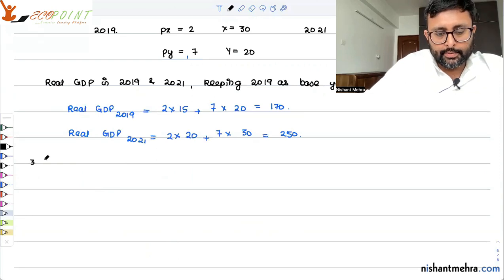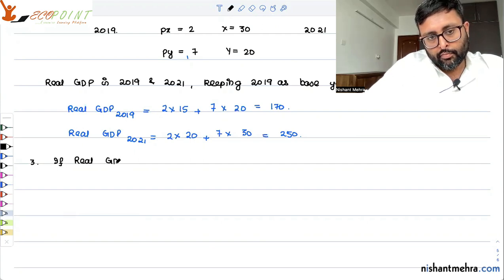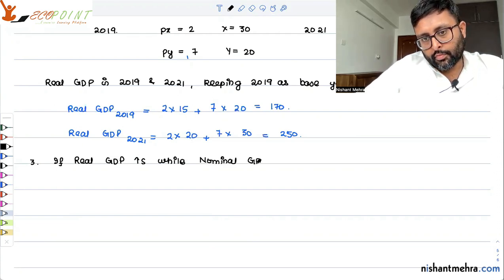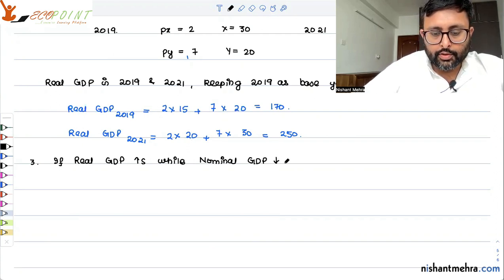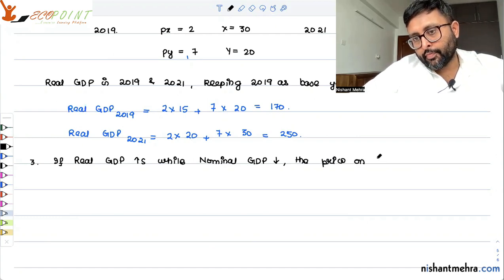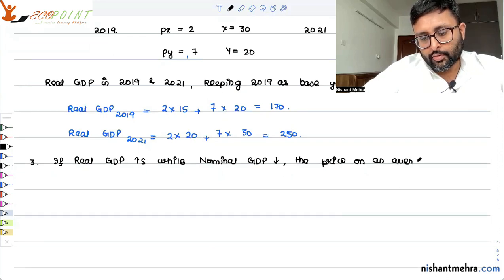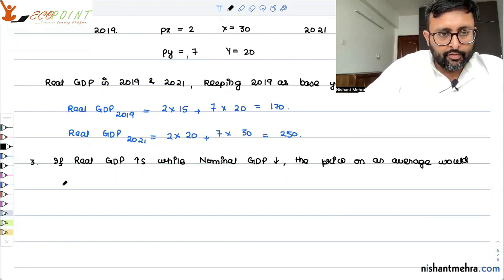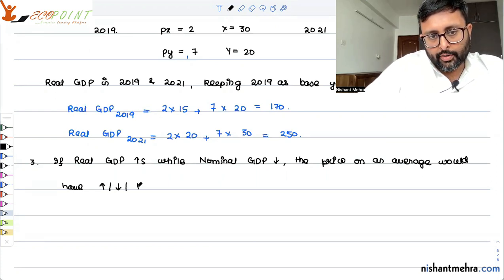And then a small problem. If real GDP rises while nominal GDP falls, price on an average would have increased, decreased, or remain constant. What?